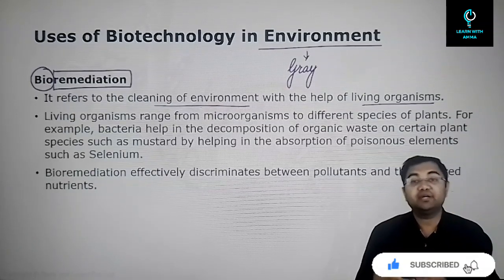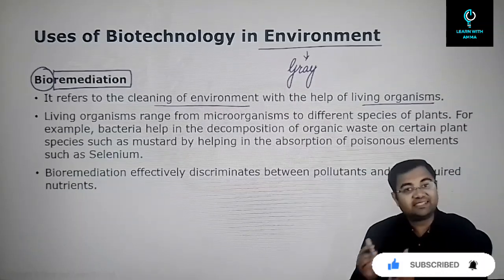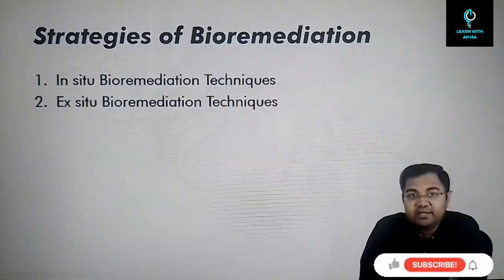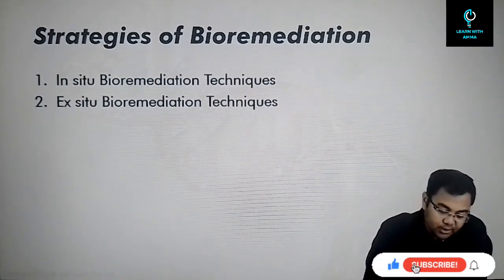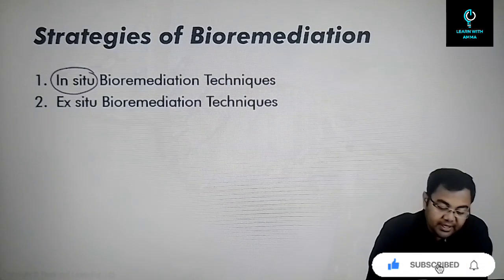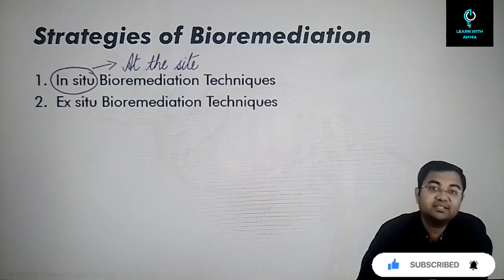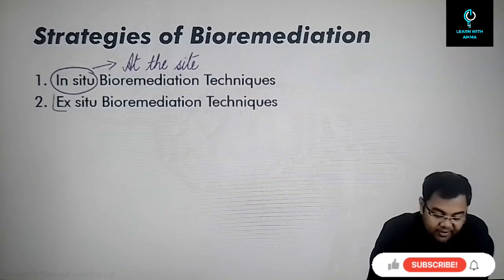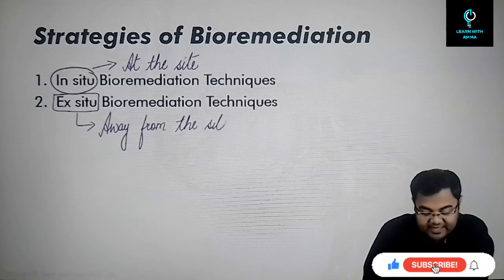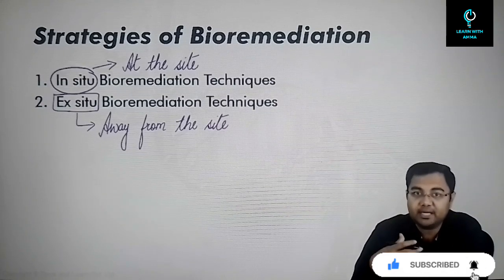Now bioremediation can be carried out in 2 ways. It can be in-situ bioremediation or it can be ex-situ bioremediation. Just as in terms of conservation also we say in-situ conservation and ex-situ conservation. So what is the meaning of in-situ? In-situ is when you are trying to do the remediation technique at the site of the problem, or it is called as in-situ bioremediation. And when you are taking the problem away from the site, then in that case you call it as ex-situ bioremediation, right? So that's why there are 2 ways in which remediation techniques can be carried out.